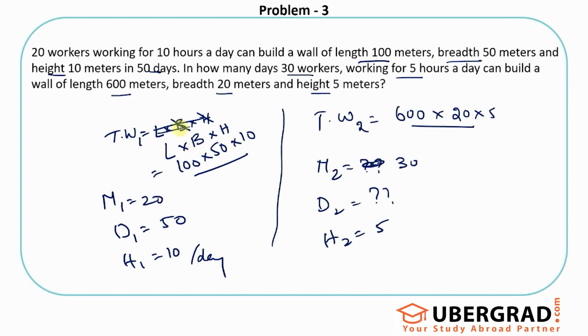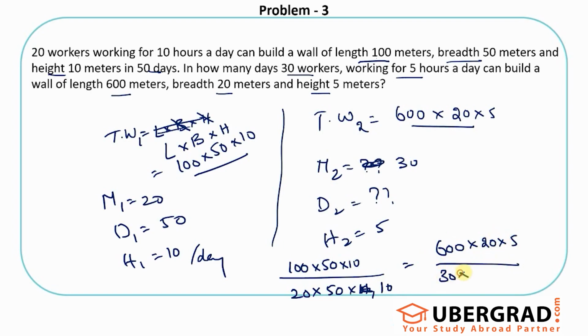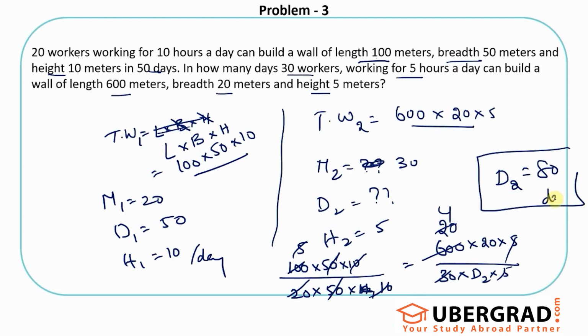So what will the formula be? Total work 1 by M1 into D1 into H1, that's basically 100 into 50 into 10, equals total work 2, which is 600 into 20 into 5, by 30, that is M2, into D2 into 5. Right, this is what I have. Let me cancel this. 10s cancel, 2 fives are 10, 5 sixes are 30, 20s and 5s get cancelled out. 5 ones are 5, 4 fives are 20. So simply D2 is nothing but 4 into 20, that is 80 days.